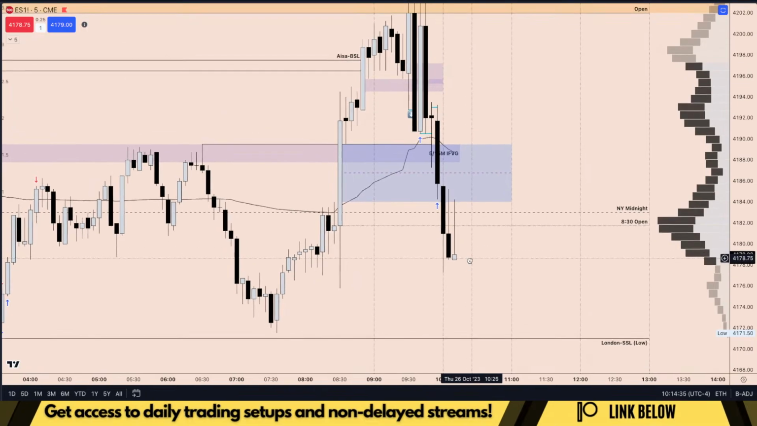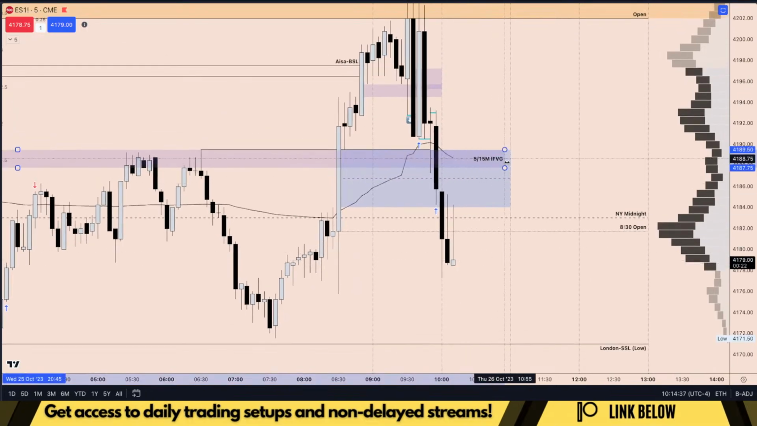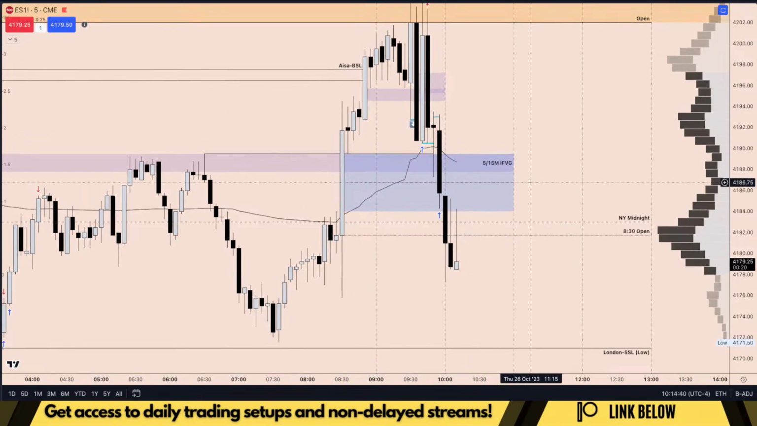It's not good enough for an entry for me. I really have to learn to be more picky with the executions that I take. This would be, in my opinion, the SilverBullet continuation setup. Maybe some of you don't agree, but that's what I consider a SilverBullet.